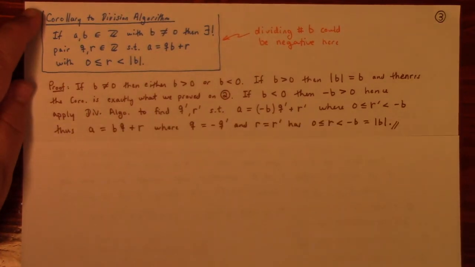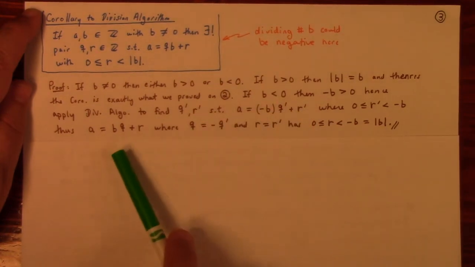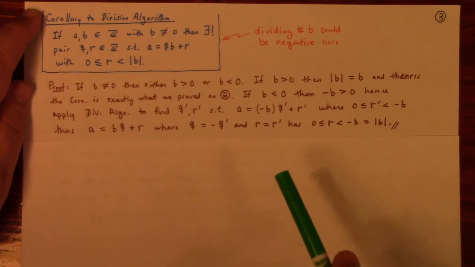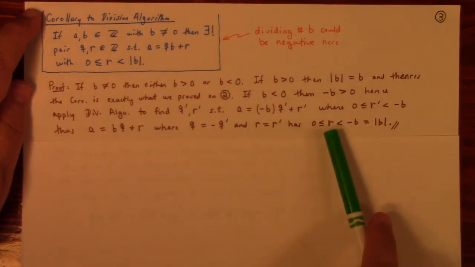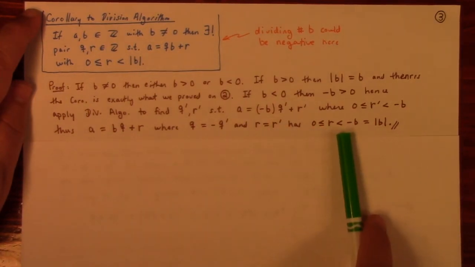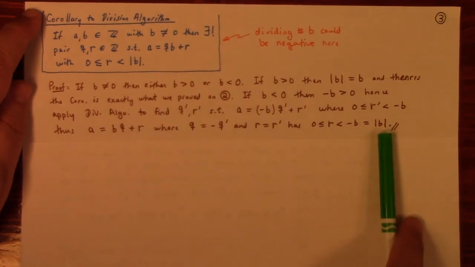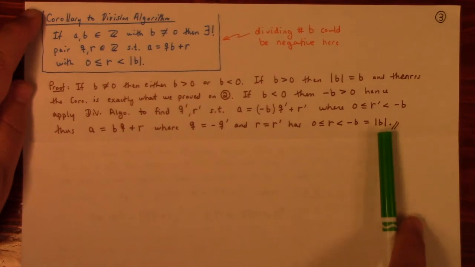And, okay, but then that means that a is equal to bq plus r, where q is equal to minus q prime, and r is equal to r prime. And that has 0 less than or equal to r less than minus b. But remember, minus b is equal to the absolute value of b in the case that b is negative. So there you have it.